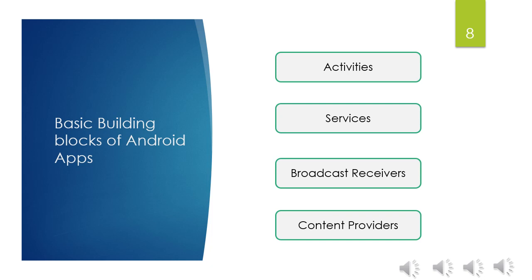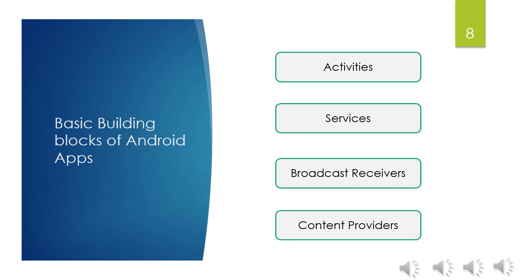Broadcast receivers. Broadcast receivers are components that respond to system-wide broadcast messages or intents. They allow your app to receive and react to events or messages broadcast by the system or other apps. Common examples include receiving notifications, battery level changes, network connectivity changes, and system broadcasts. Broadcast receivers are implemented as subclasses of the BroadcastReceiver class and registered in the app's manifest file or dynamically at runtime.